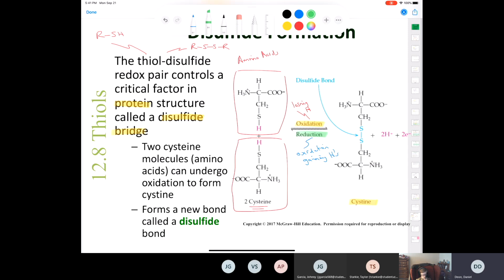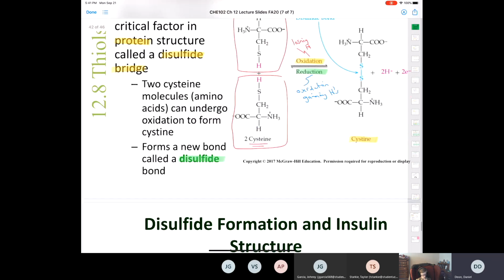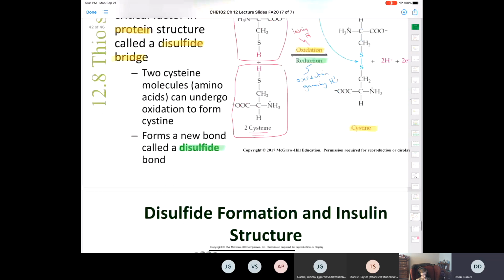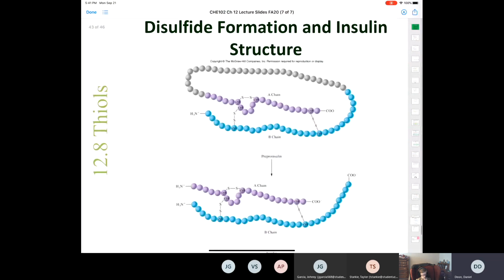And you should also know what a disulfide is. I just went over that with you. A disulfide. There we go. And then the whole thing about protein structure, why don't we save that for the chapter on proteins, right? And here's just an example.